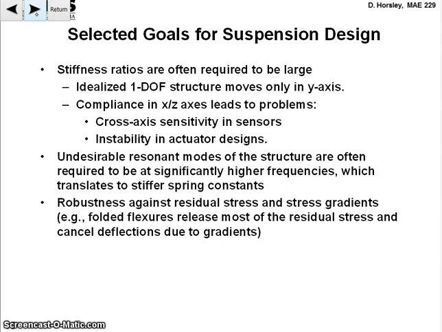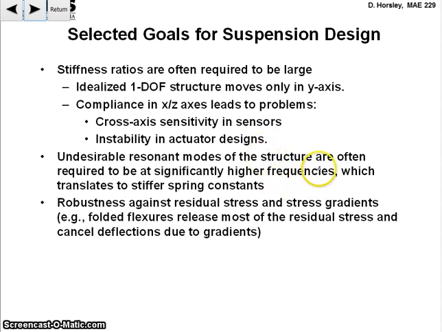Okay, so goals for suspension design. Usually what we would like is we want stiffness ratios to be large. We want a 1 degree of freedom structure that moves only, let's say, in the y-axis. Compliance in the x or the z-axis leads to problems, so cross-axis sensitivity in sensors. So if we make an accelerometer and it's a y-axis accelerometer, we want to really be sure that we're measuring only y-axis acceleration, not just the acceleration in any direction. And then we already know about the comb drive instabilities, right? So we can get instabilities if the suspension isn't very stiff. So we usually want to have it be very stiff in the cross axes.